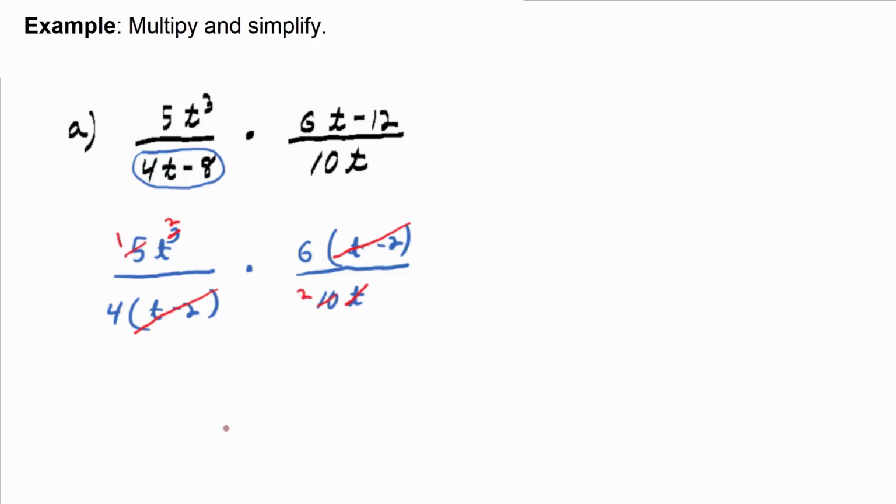5 tenths reduces to 1/2. What else? So 2 goes into both of those. 3 times, 2 times. It's getting a little messy on the slide, so you have to be careful.